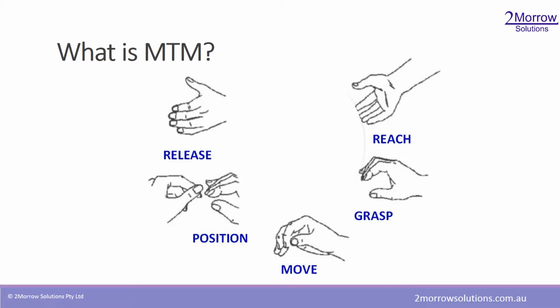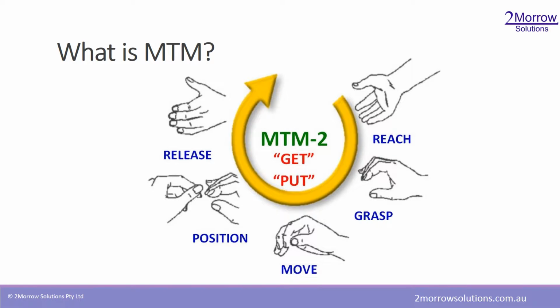In the original MTM system, MTM1, the basic motions are reach, grasp, move, position and release. For simplicity, a second generation MTM system was developed, MTM2, where the basic motions have been combined into motion sequences get and put. In this presentation, we'll be focusing on the application of MTM1.